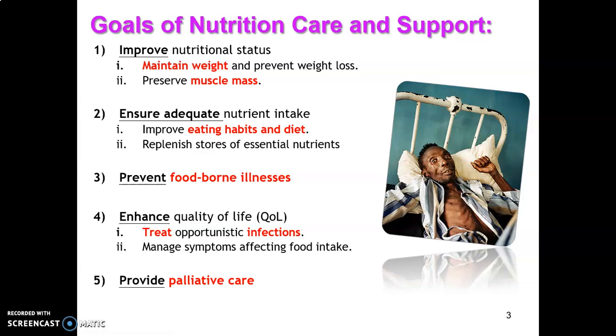Okay, so the goals of nutrition care and support for those having HIV or AIDS is, first, we want to improve the nutrition status by maintaining weight and preventing weight loss and preserving muscle mass. Number 2 is to ensure adequate nutrient intake. So we need to improve their eating habits and diet and replenish stores of essential nutrients. Number 3, we want to prevent foodborne illness because if they have foodborne illness, it will worsen their HIV or AIDS sickness, because they have low immunity. And number 4, to enhance quality of life, which is to treat opportunistic infection and manage symptoms affecting food intake. And number 5, to provide palliative care. So palliative care is to give comfort to them, right?